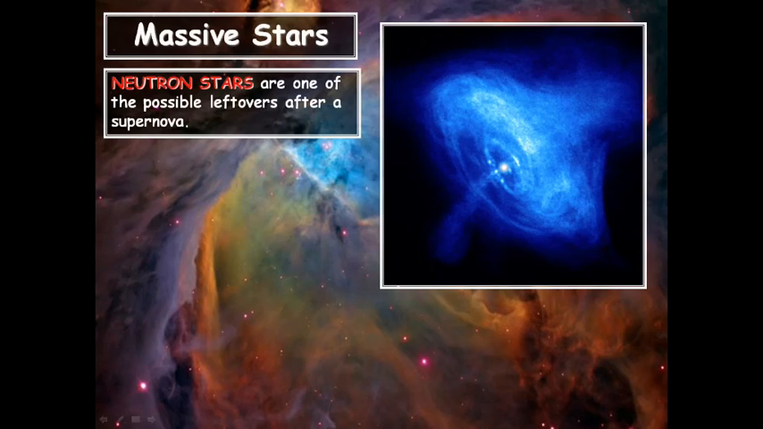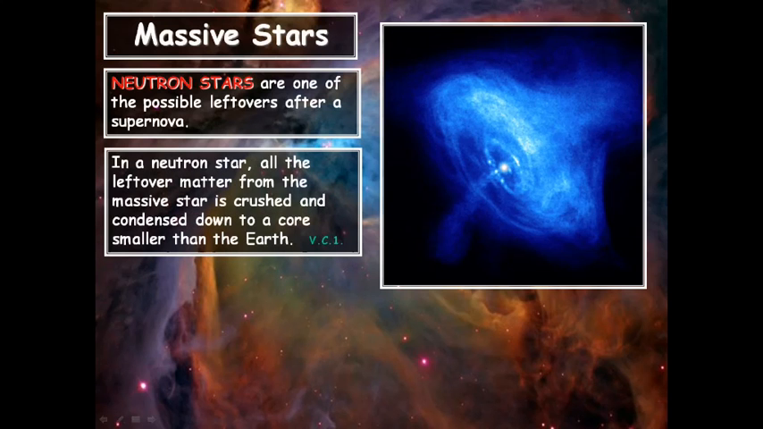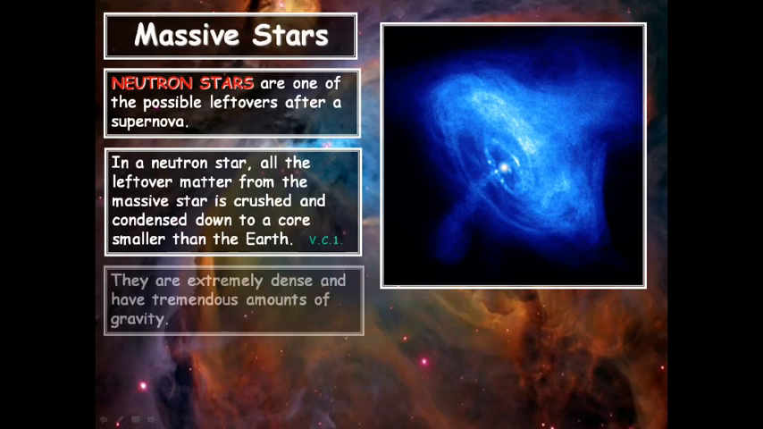Neutron stars. This is one of the things that's left over after a supernova. So basically, what you're going to get is a very dense core, very neutron-rich core. Tremendous amounts of gravity. You have a lot of matter there. It's all packed in real tight, and it's all pulling on each other very tightly. Neutron star.